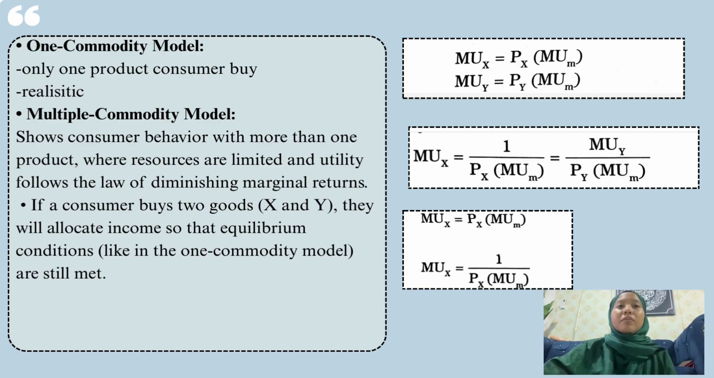So for the multiple commodity model, it dictates consumer behavior when multiple commodities are involved and ensures that consumers have limited resources, and the utility derived from consumer goods follows diminishing marginal return. Suppose a consumer purchases two commodities, commodity X and commodity Y, for the given income level and other.